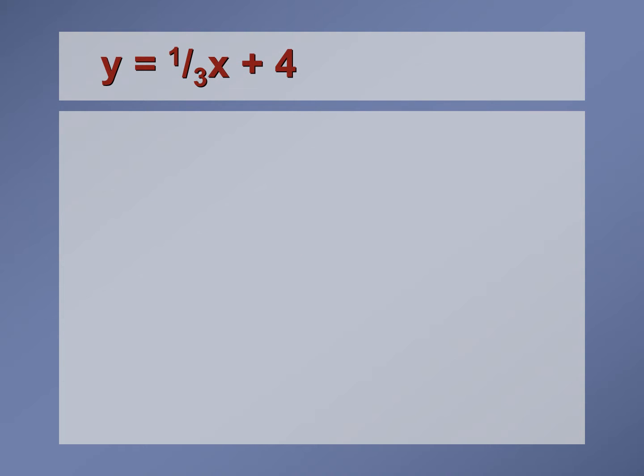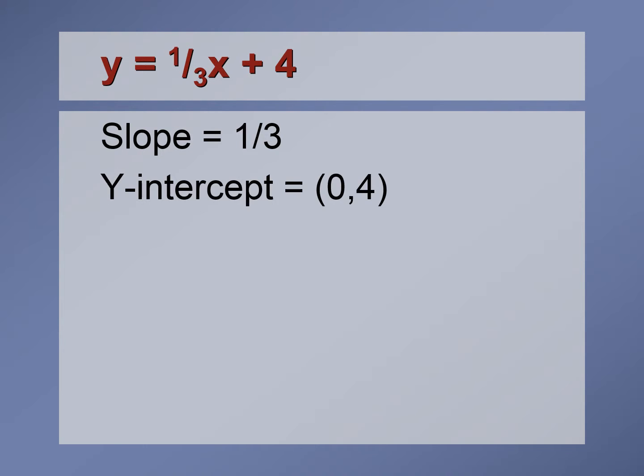So let's do some examples of just identifying slopes and y-intercepts. For this equation, our slope would be 1/3, and our y-intercept is not going to be 4, it's going to be 0, 4, because remember, the y-intercept is when we let x be 0, so 0 times 1/3 is 0, and 0 plus 4 is 4. So we get 0 for our x-coordinate, and 4, which is what we get when we let x be 0, which is our constant term, the b value, 4.